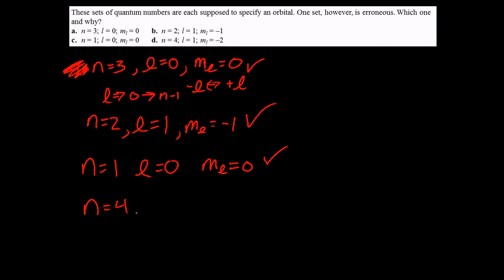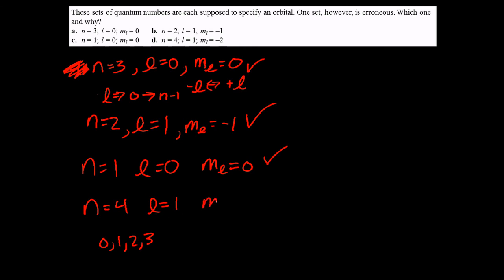So if n is equal to 4, can L be equal to 1? It can, because remember, L can be anything from 0 up to n minus 1. So this is not n minus 1, but that's perfectly fine. It doesn't have to be the largest possible number. In this case, if n is equal to 4, L could be 0, 1, 2, or 3. Any of those are possible. And so it's perfectly fine for L to be 1.